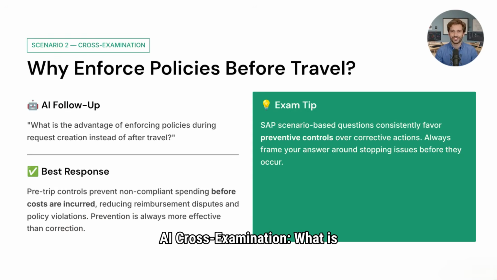AI cross-examination. What is the advantage of enforcing policies during request creation instead of after travel? Candidate response: pre-trip controls prevent non-compliant spending before costs are incurred, reducing reimbursement disputes and policy violations. Exam Tip. SAP scenario-based questions often focus on preventive controls rather than corrective actions.